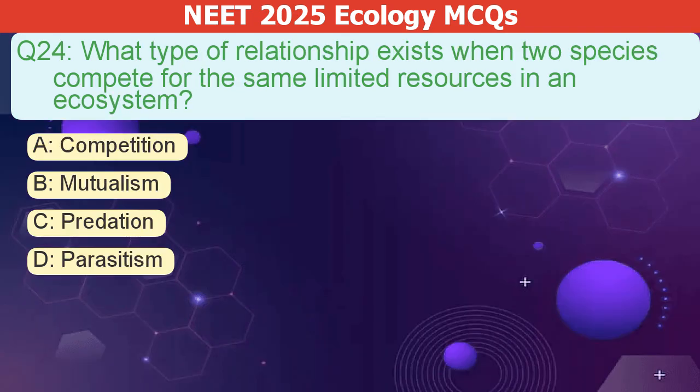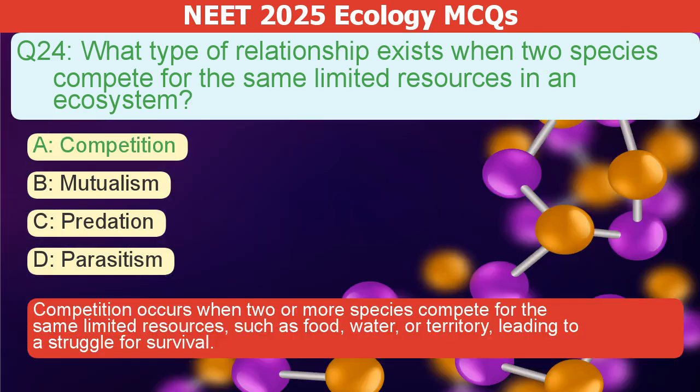What type of relationship exists when two species compete for the same limited resources in an ecosystem? A. Competition. B. Mutualism. C. Predation. D. Parasitism. The correct answer is A. Competition occurs when two or more species compete for the same limited resources, such as food, water, or territory, leading to a struggle for survival.